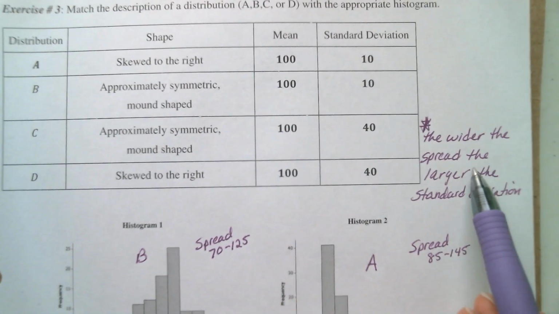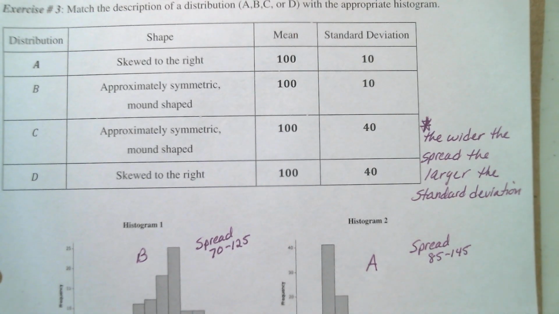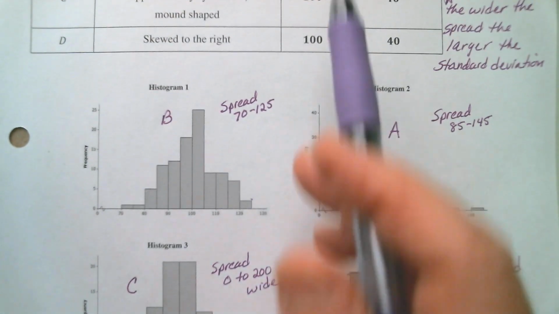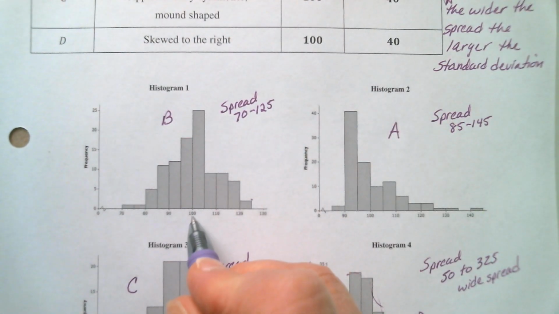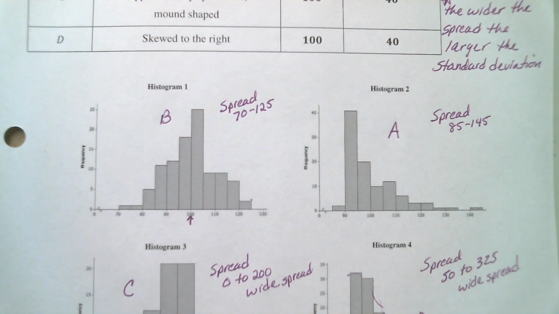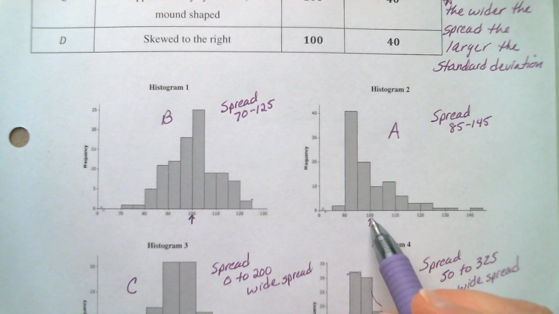Again, that's so important. The wider the spread, the larger the standard deviation. And let me just check the means. Means of 100. 100 would be here. Yep, it's about centered if you're looking at the data.